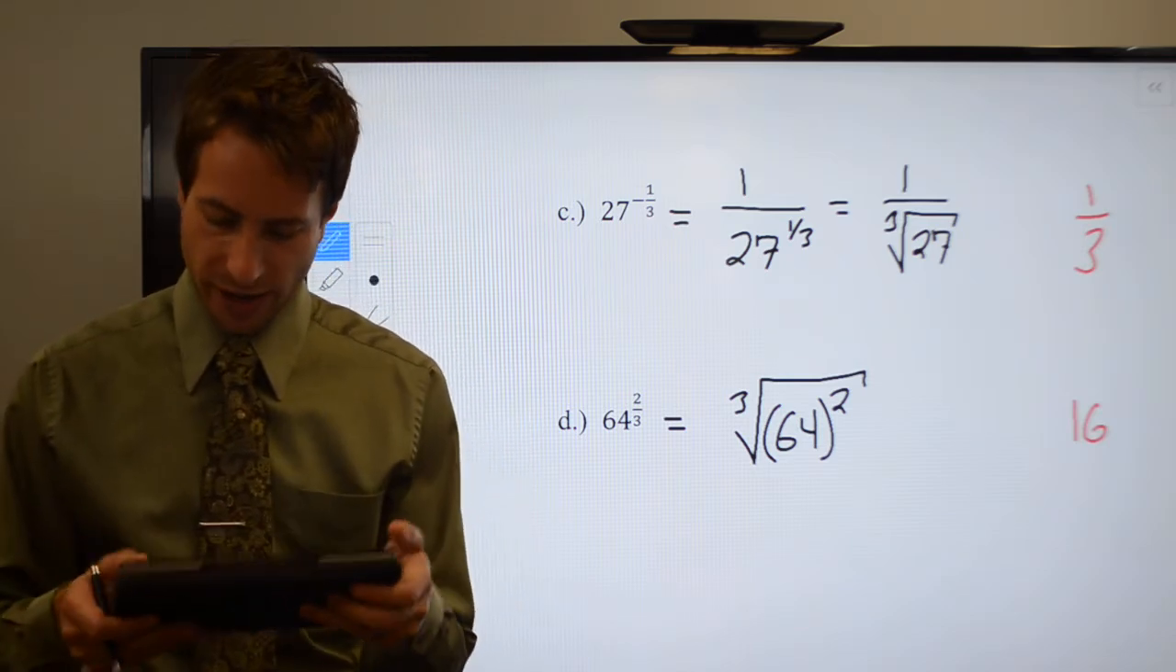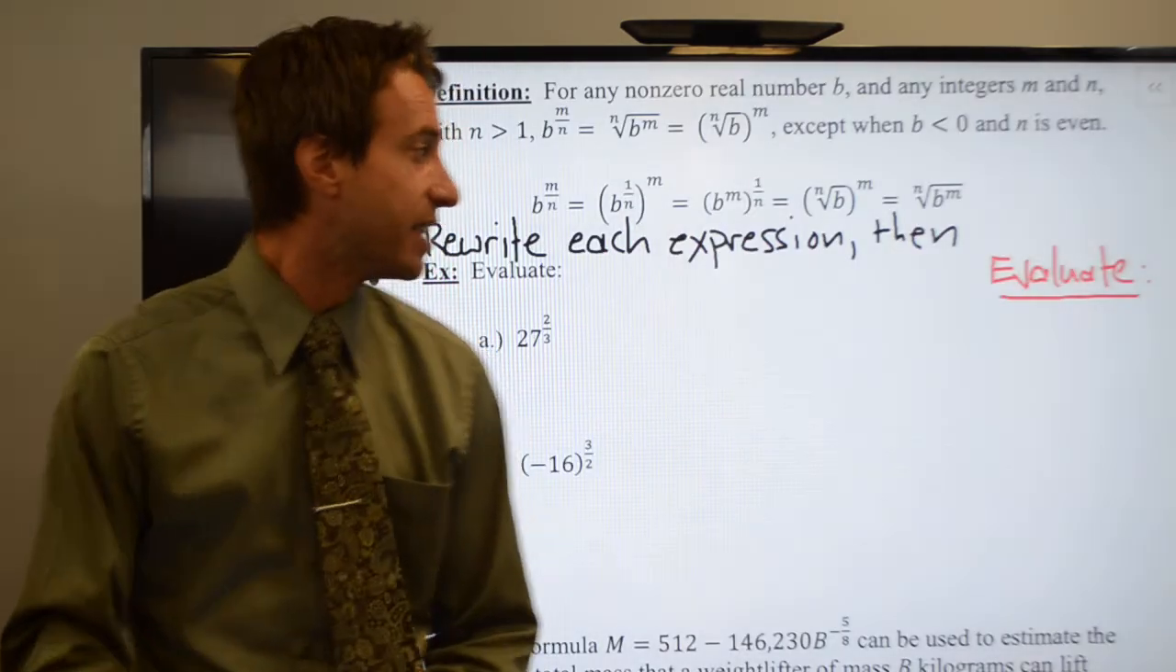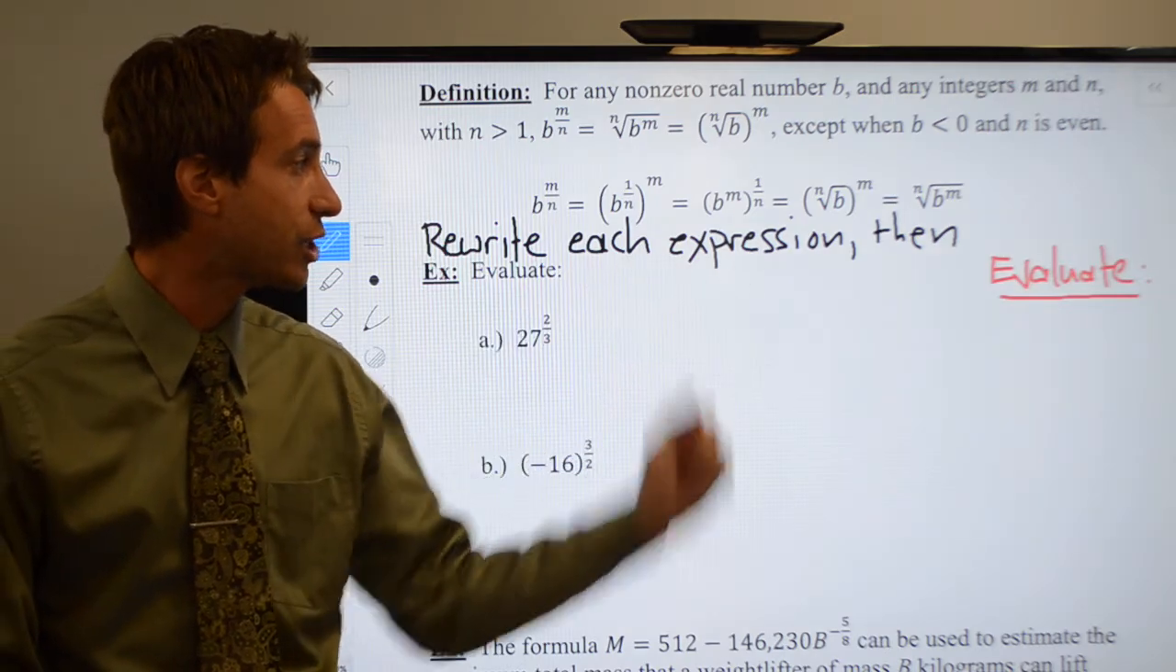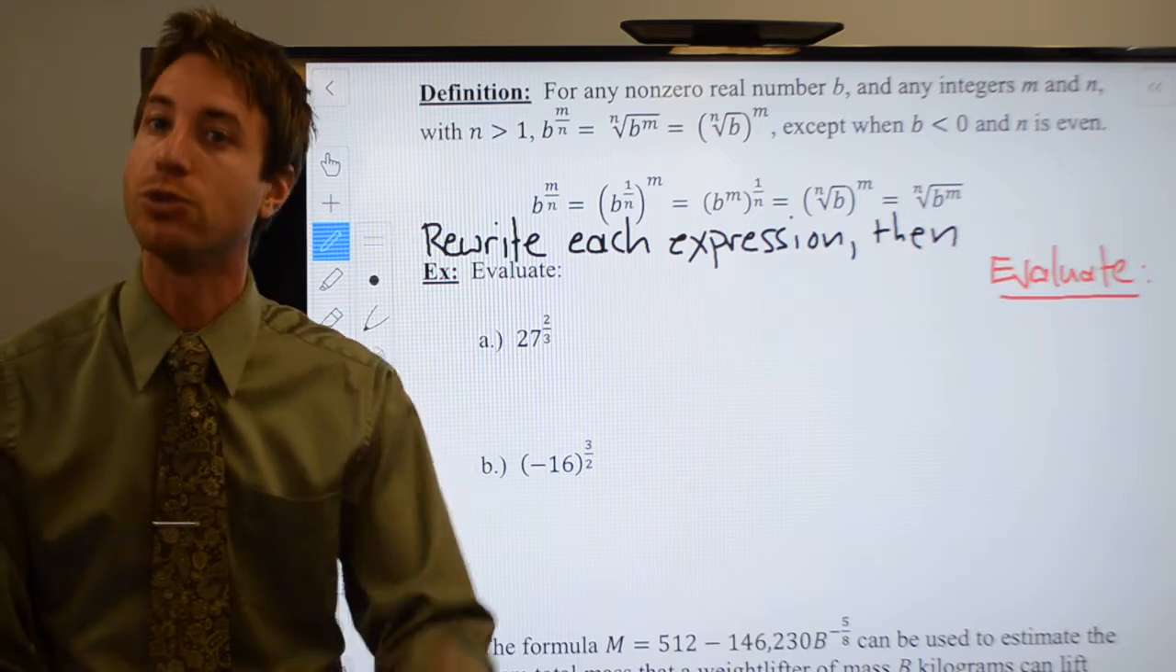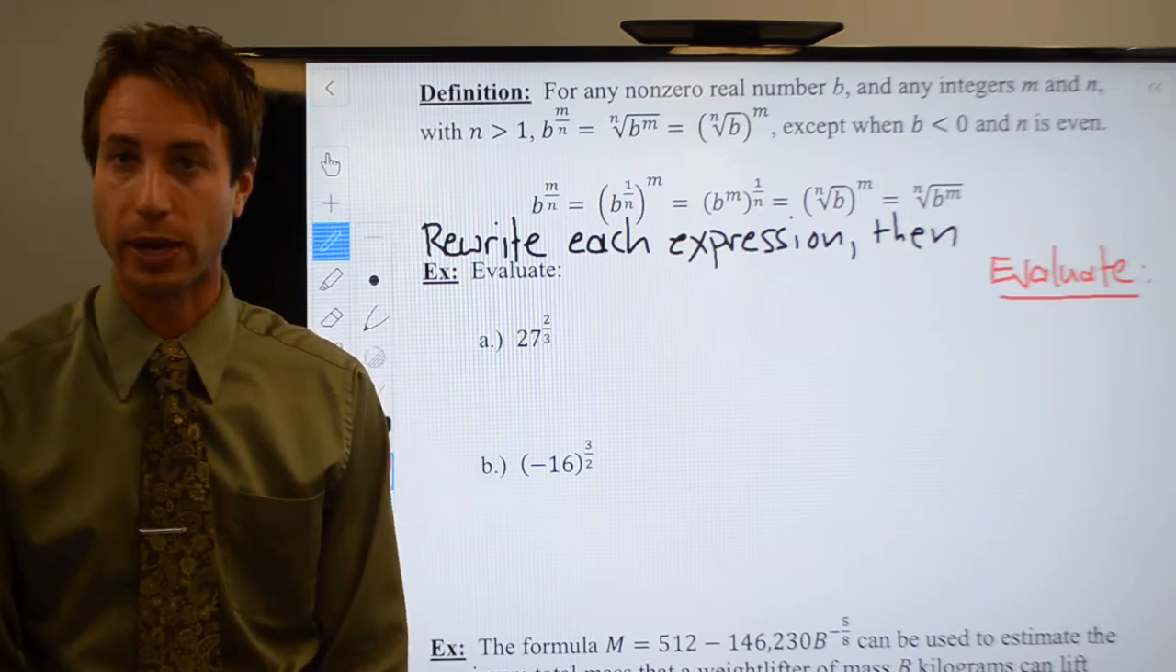I got a couple more for you on the next page. Let's jump over here to this page. The exact same thing. I want you to rewrite each expression. Then we will evaluate that expression. Of course, using our calculator in most cases will be the way you want to do this.